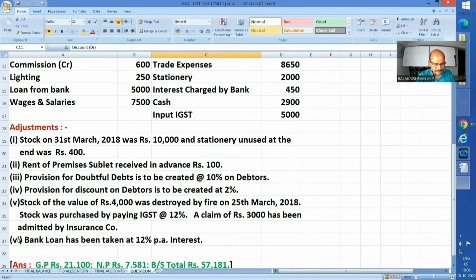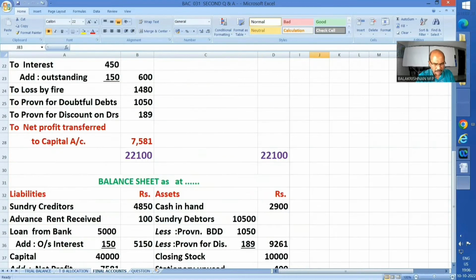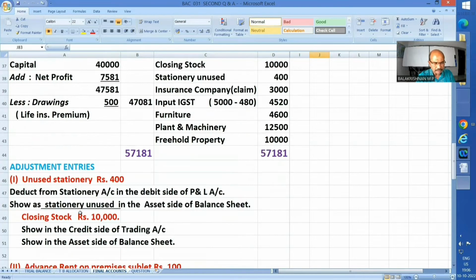Okay. There are 6 adjustments. One by one, let us take. First, stock 10,000. Stationery unused at the end of the year was rupees 400. Okay, it will be like this. Unused stationery rupees 400: deduct from stationery account in the debit side of P&L account, because this is an asset. Okay, you get a relief to your expenditure.